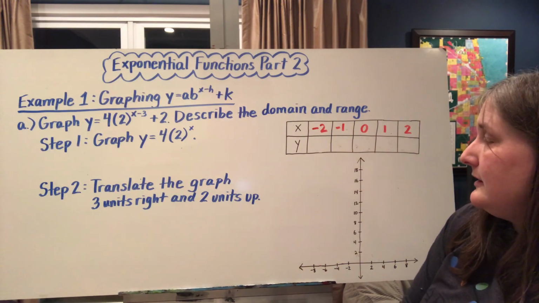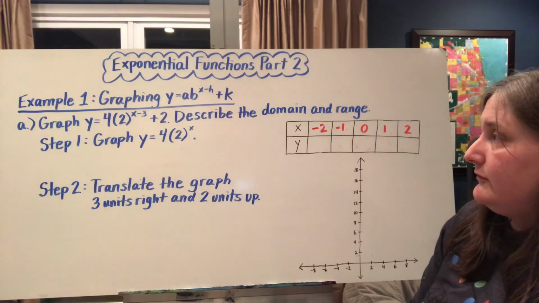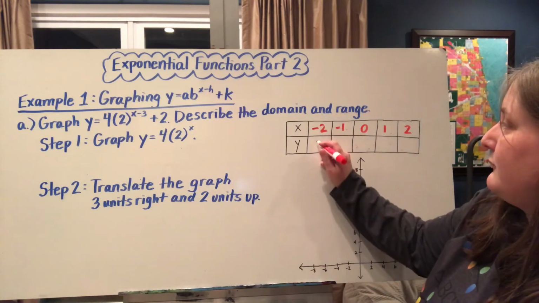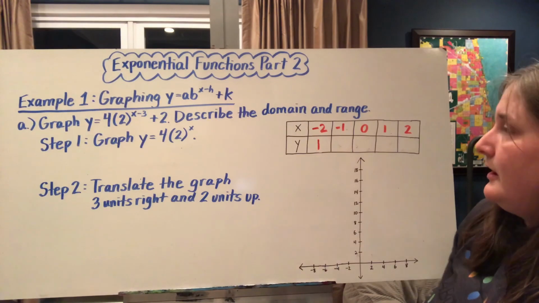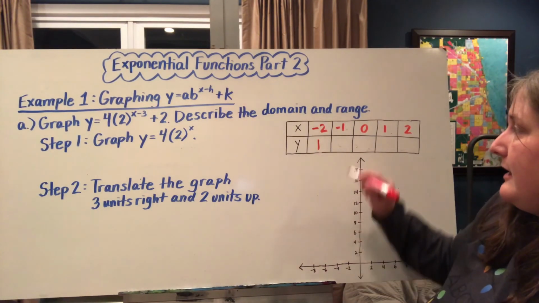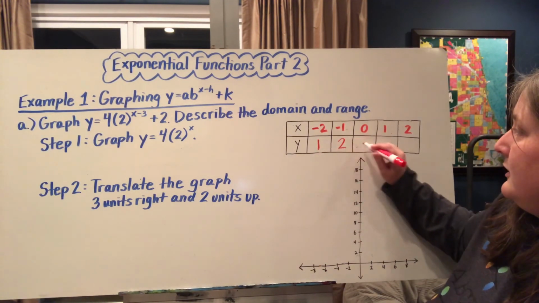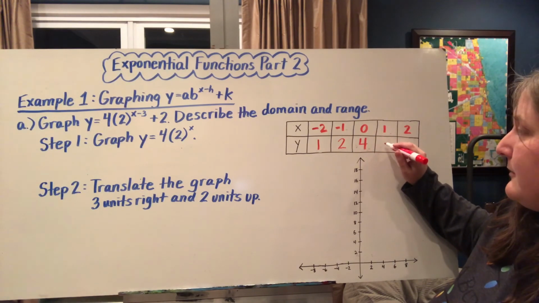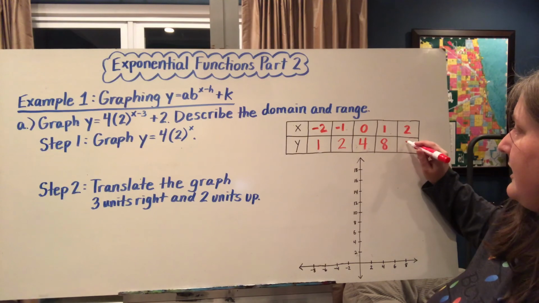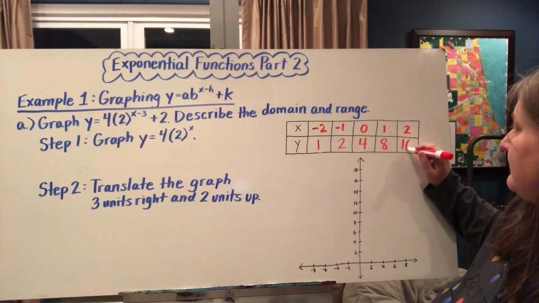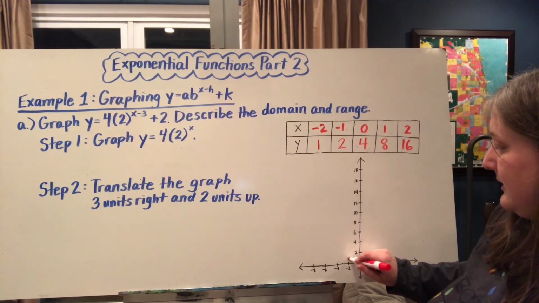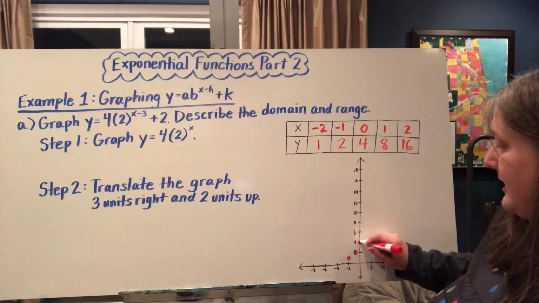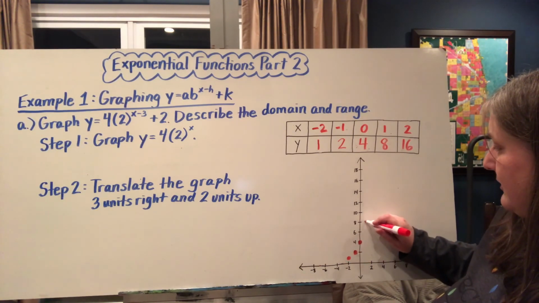So if I plug in negative 2 as my exponent, 2 to the negative second power will be 1/4 times 4 is 1. 2 to the negative first power is 1/2 times 4 is 2. 2 to the 0 power is 1 times 4 is 4. 2 to the first power is 2 times 4 is 8. And 2 to the second power is 4 times 4 is 16. So I can now plug these points in on my graph and connect them, and I'll have a graph of my parent function.